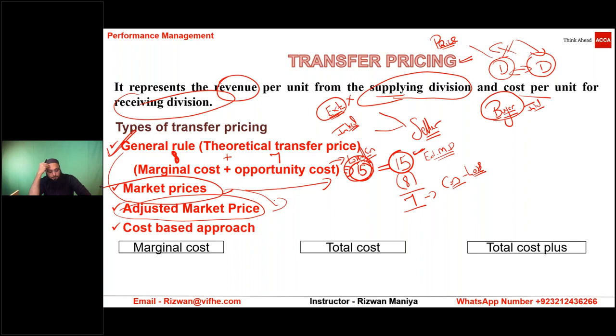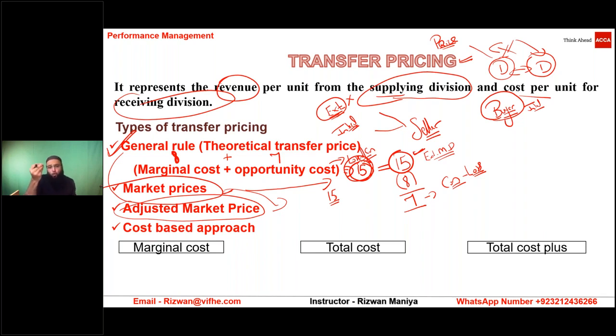For example, if I sell you for 15, because I can get the same price from the market, that's fine. But for example, because I sell externally, I need to incur the packaging cost or the distribution cost. But if I sell internally, I will avoid this packaging and distribution cost. Which means if I sell externally, I will incur this packaging and distribution cost. And if I sell this internally, I will not incur this packaging and distribution cost.